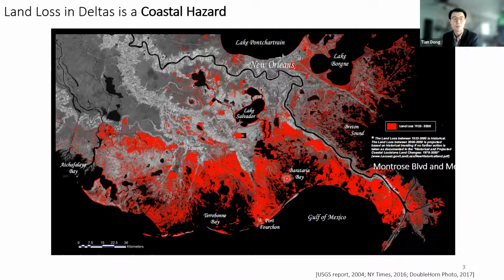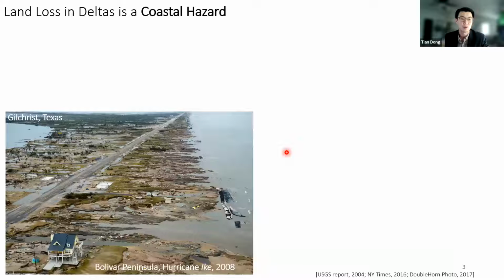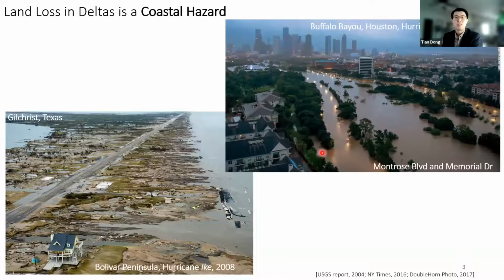We have learned over the past several seminars that Category 5 or intense severe storms are increasing in frequency in the upcoming decades. That makes coastal communities even more vulnerable against these natural disasters. As a long-term resident in Texas, I have experienced several major hurricanes. As an example, this is the Bolivar Peninsula, the aftermath of Hurricane Ike in 2008, right around the time I just moved to Houston. The more recent one is flooding caused by Hurricane Harvey in 2017.